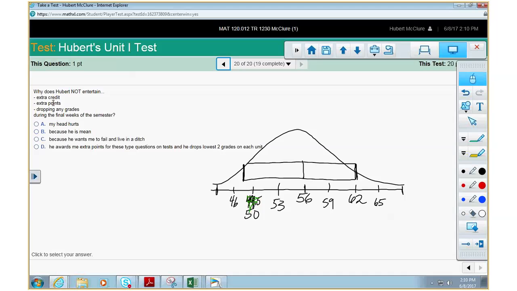Why does Hubert not entertain extra points or anything at the end of the semester? Because he's mean. Because he wants me to fail and live in a ditch. I will take C. But the answer is D.